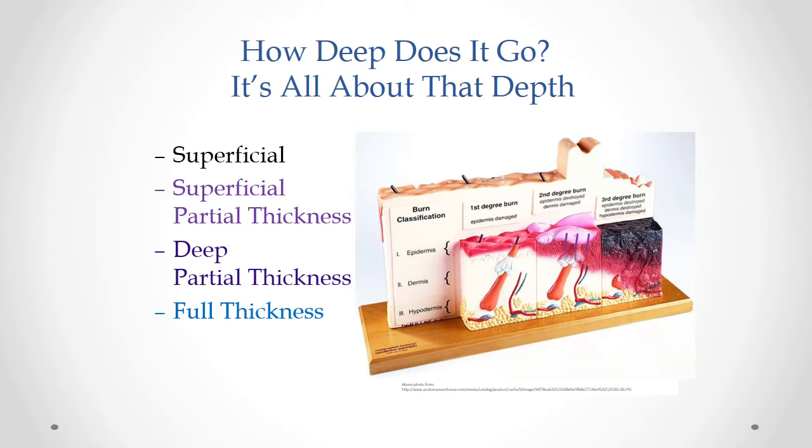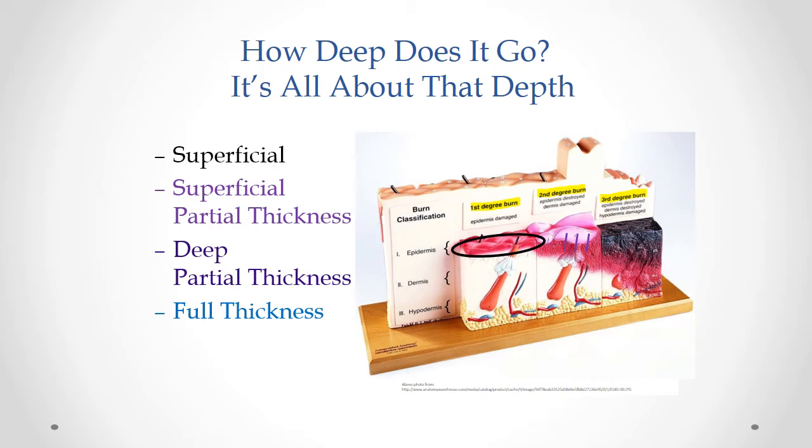When we talk about burns in the old days, and many of our old timers still do, we used to say 1st degree, 2nd degree, and 3rd degree. That's how we used to classify them. Okay, but we no longer do that. We now classify them based on depth. So we have superficial, which used to be 1st degree, so that's that epidermis layer.